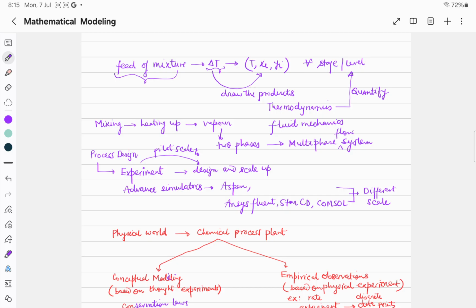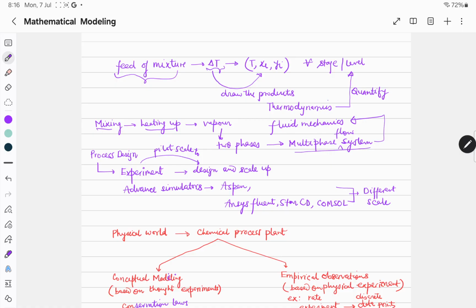To quantify how much product you have to draw, you use thermodynamics, right? You can also use fluid mechanics, because mixing is involved. You need mixing and then heating up, converting it into vapor. So it is a two-phase liquid-vapor multi-phase flow system, where you can use fluid mechanics.